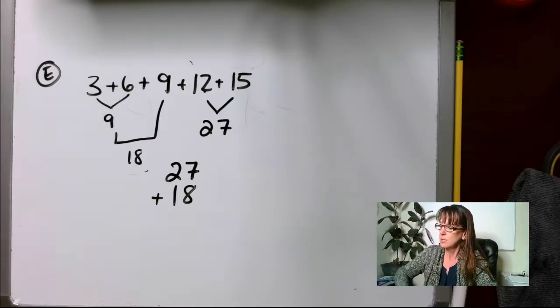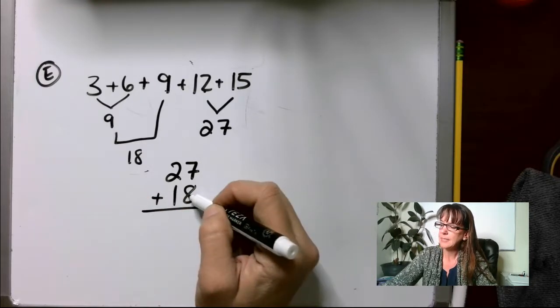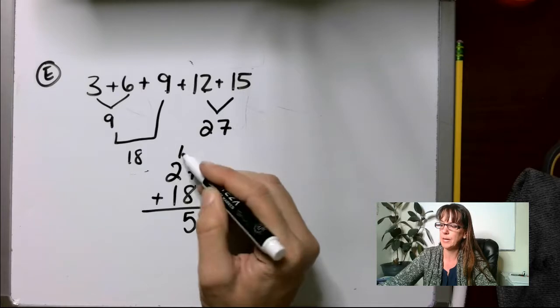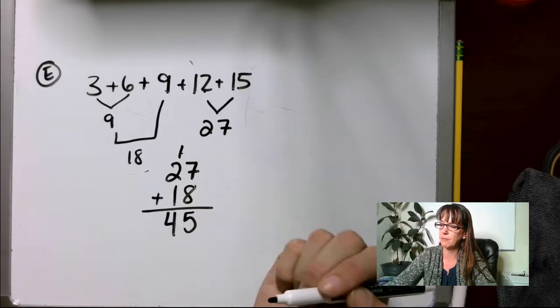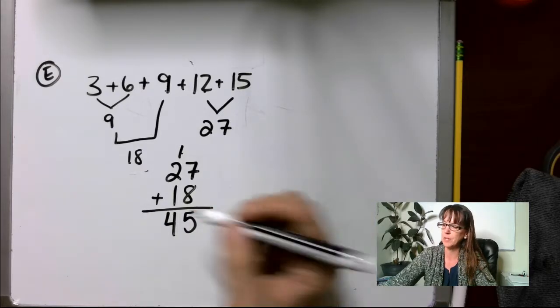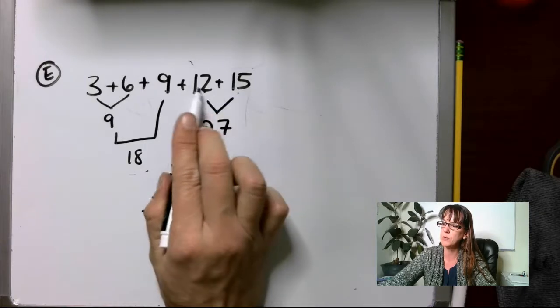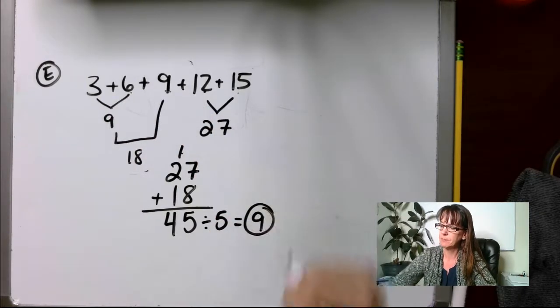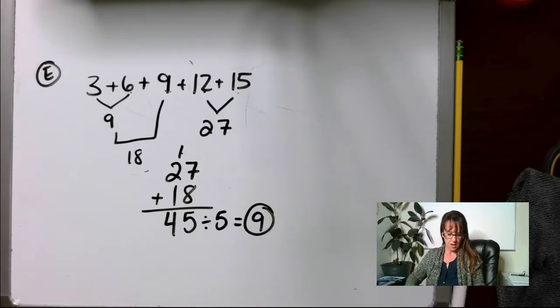Okay, so 8 and 8 is 16, minus 1 is 15. 2, 3, and 4, I get 45, 45. But I need to find the average, right? So I'm going to divide that by 1, 2, 3, 4, 5. That gives me 9, 9, okay? All right, oh wait, no, F.